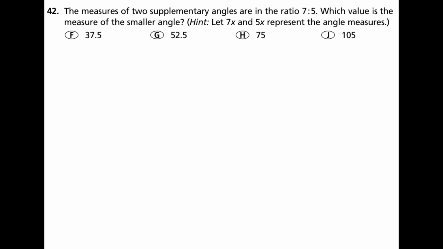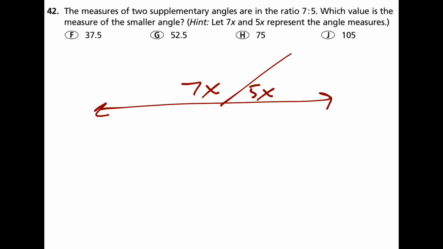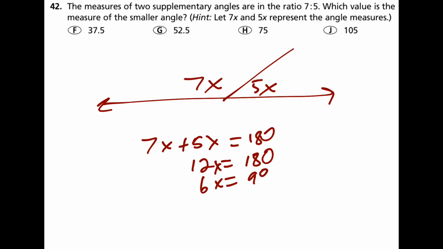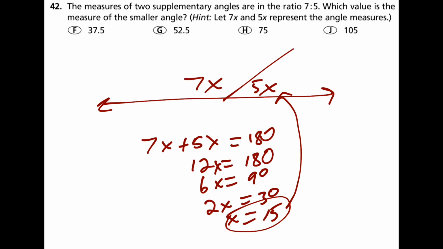We have two supplementary angles adding up to 180, and we know that one is 7x and the other is 5x. That gives us a ratio of 7 to 5. If we combine those, 7x plus 5x is equal to 180. That's 12x is equal to 180. So I'm just going to start cutting these in half and say 6x is equal to 90. And then I can divide by 3 and get that 2x is equal to 30. And then x is equal to 15. In case you didn't know how to do 180 divided by 12 in your head. They want to see the smaller angle, so we plug in 15 times 5, and that gives us 75.